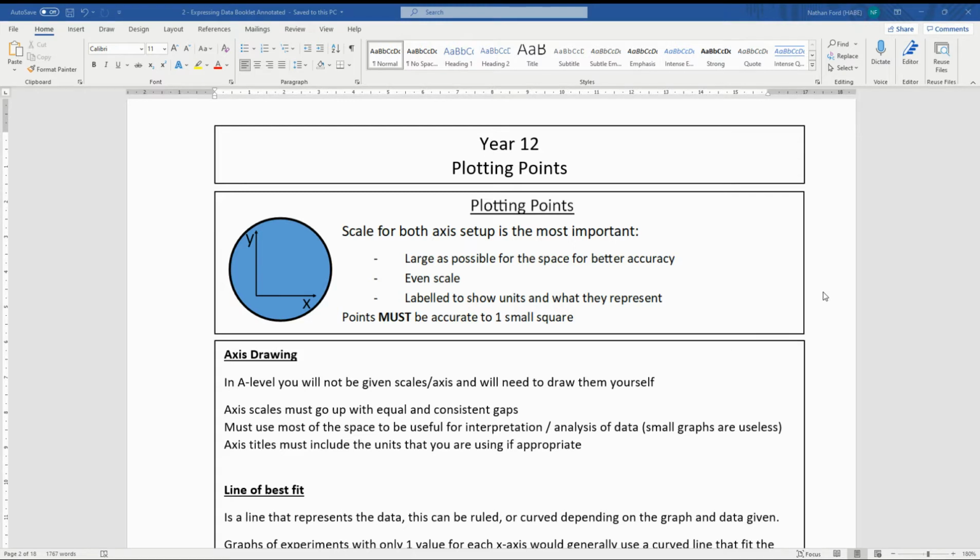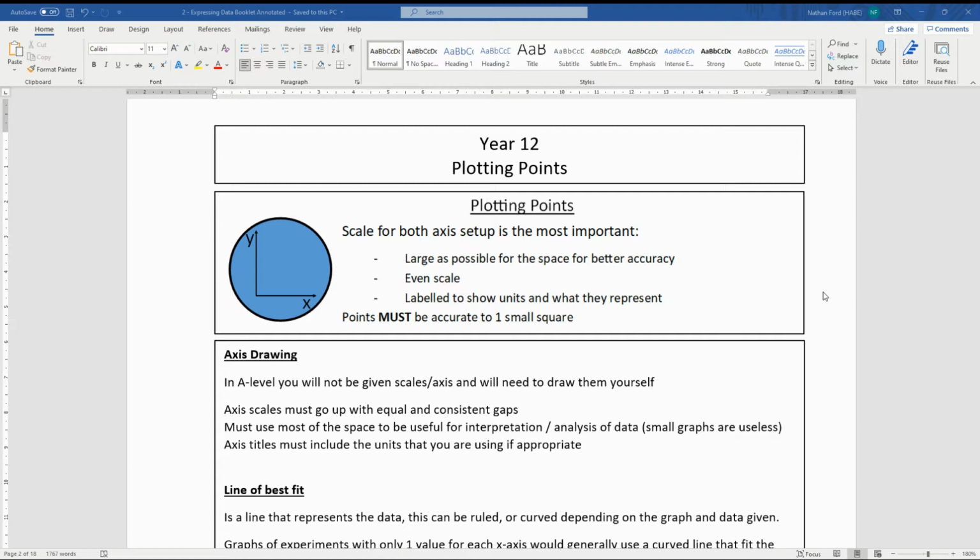So first thing is you can see here that we've got our setup. We've got a scale for both axes, and setup is extremely important. When you're setting it up, you need to make sure that you've got it as large as possible in the space you've been provided. This allows for greater accuracy. If you have a really small graph, you can't really do much analysis from it. The next thing is you need an even scale. So you need equal gaps as you're going up, and you're going to see that when I do this first question. And once you've done that, you need to make sure you label it.